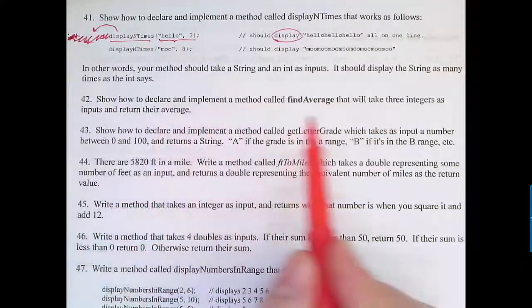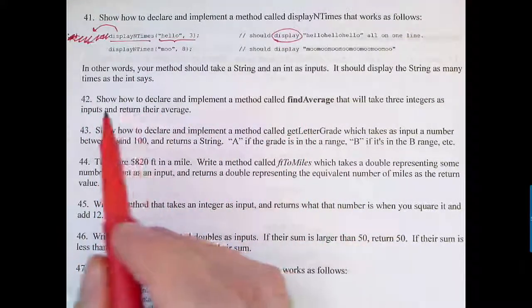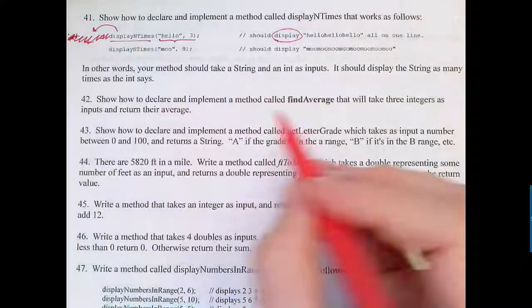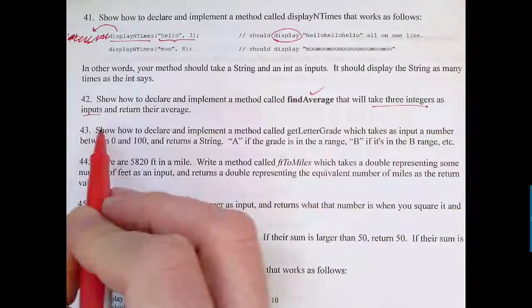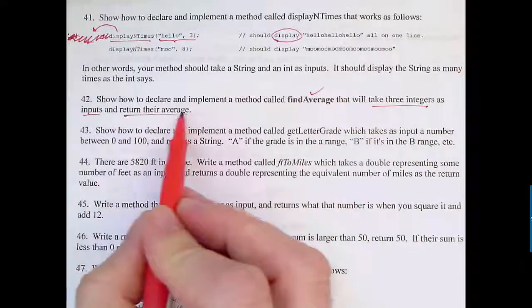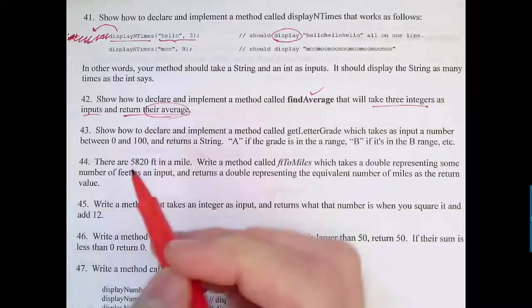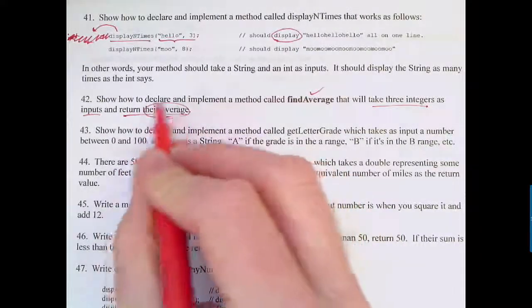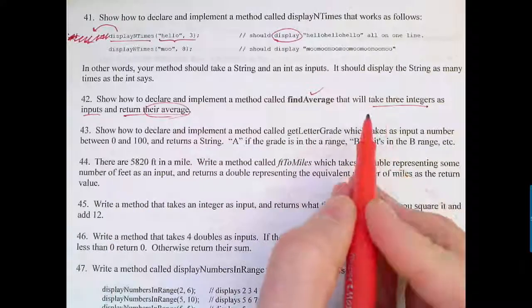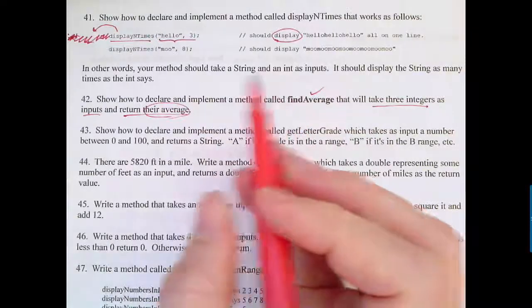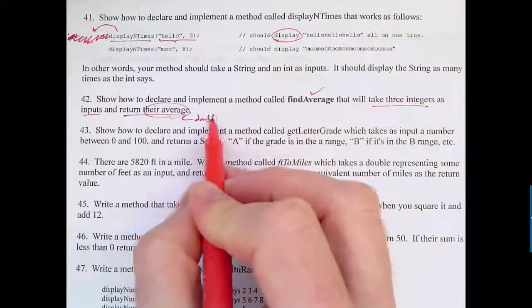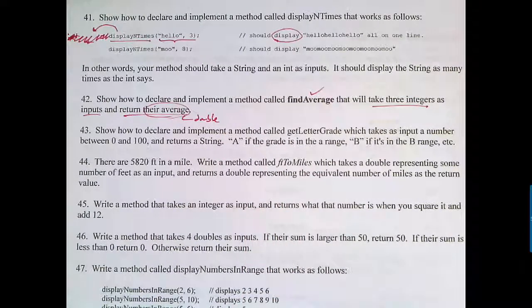Sometimes I'll just describe it here. So for example, here I say you want to declare and implement a method called findAverage. So that's the name. It will take 3 integers as input, so that tells you what inputs, and then return their average. So their average is supposed to be the output, and you think, what data type is that going to be? Well, let's see. An average value is going to be a number, and usually averages, well, not usually, but an average might have a decimal part to it. So that means the data type should probably be a double as the return value. So let's jump on the computer and kind of see what these start to look like.